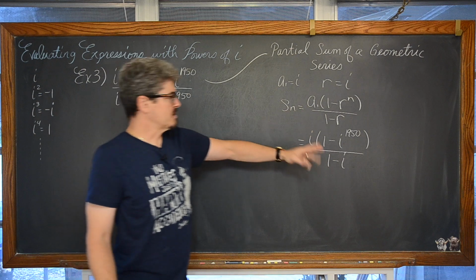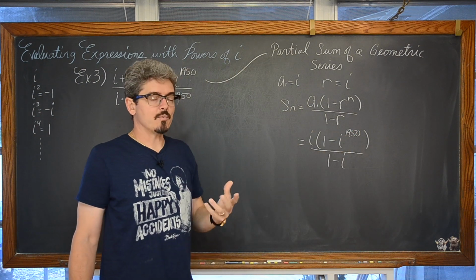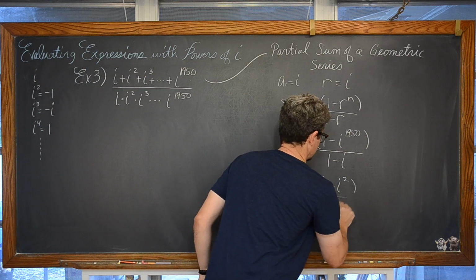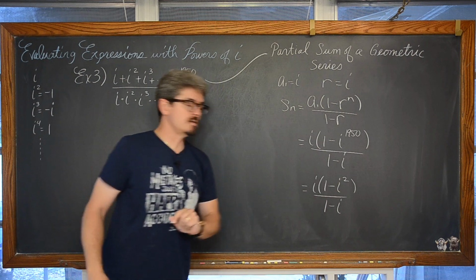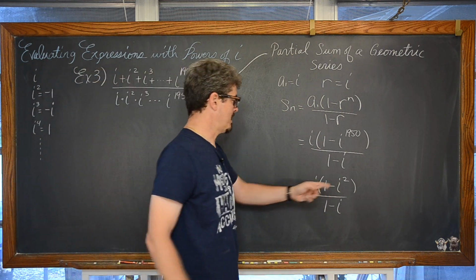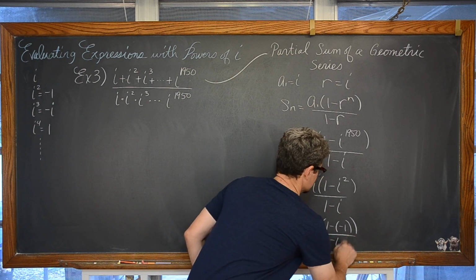Well, I've already done the division, and I know that when we divide 1950 by 4, it came out with a remainder of 2. So this is equivalent to i squared. i squared is equal to what? Negative 1. So we have 1 minus negative 1 over 1 minus i.